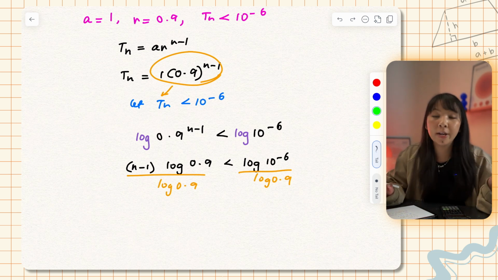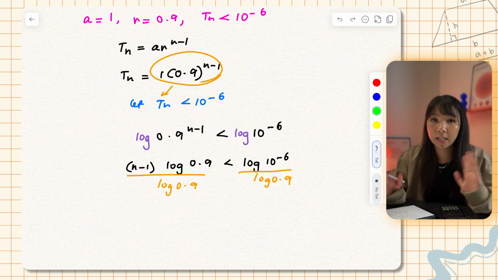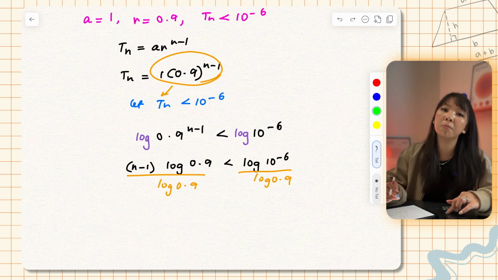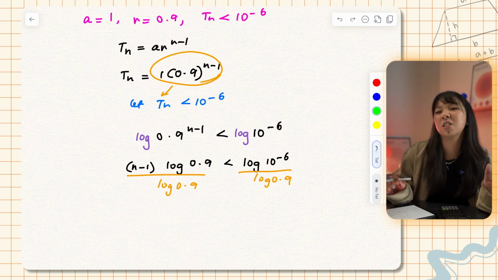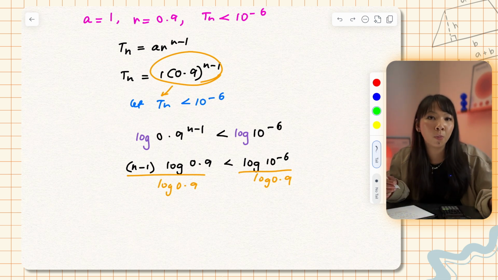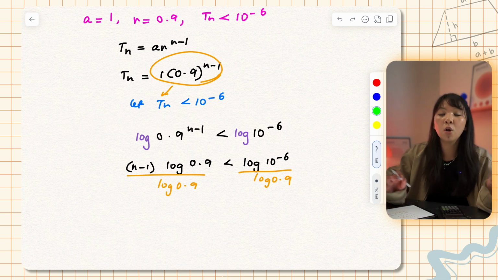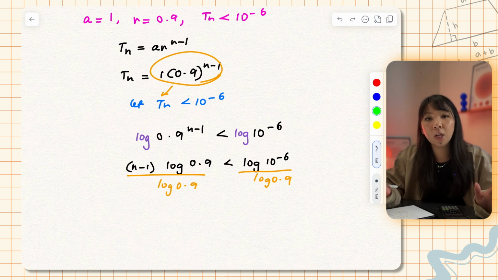Now, how do I know that it's going to be a negative? You can ask me, oh, log of 2.4, is that going to be positive or negative? I'm going to say it's going to be positive. How about log of 0.1? It's going to be negative. Log of anything less than 1 is going to be negative, always.